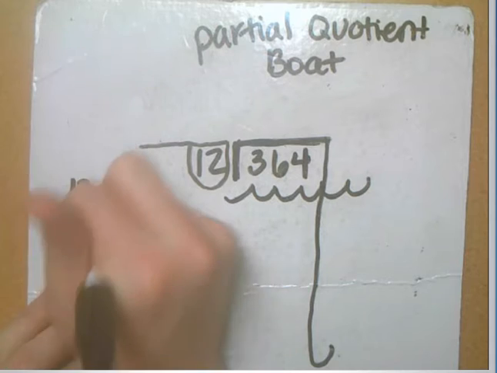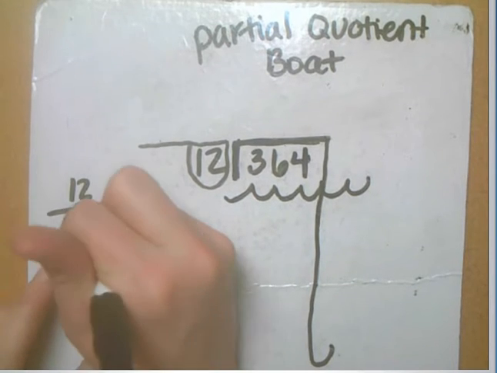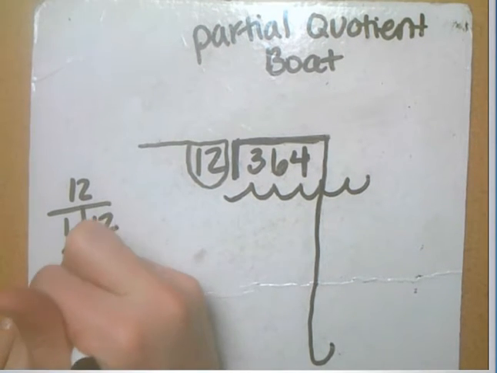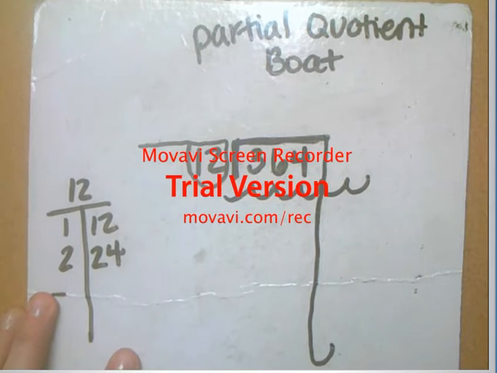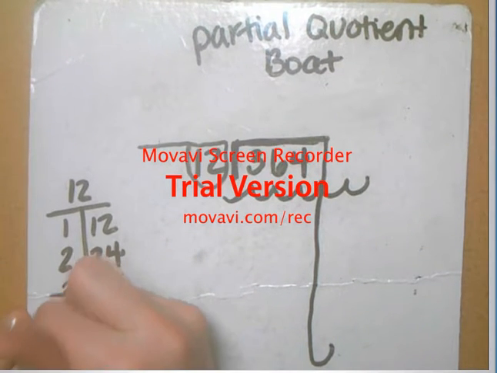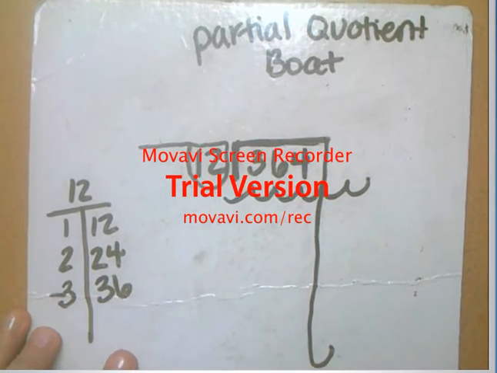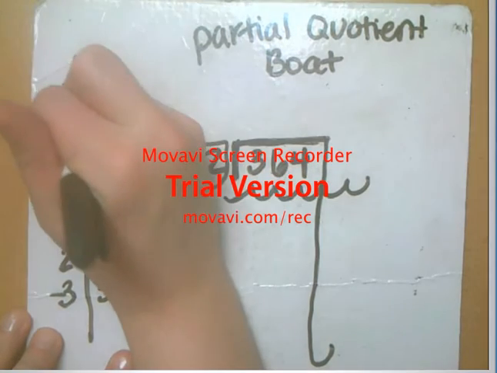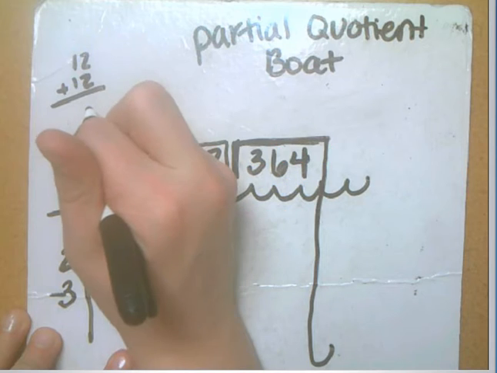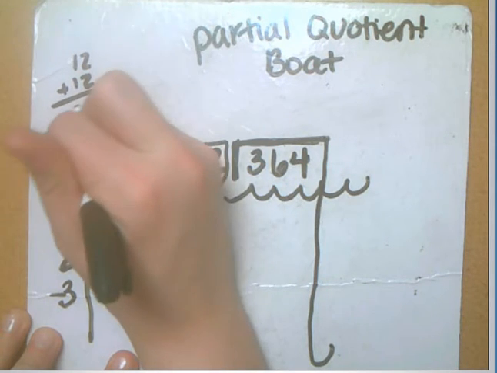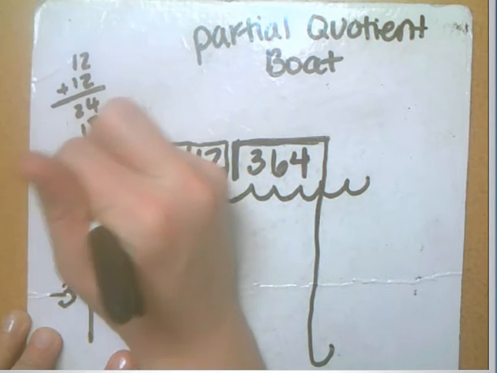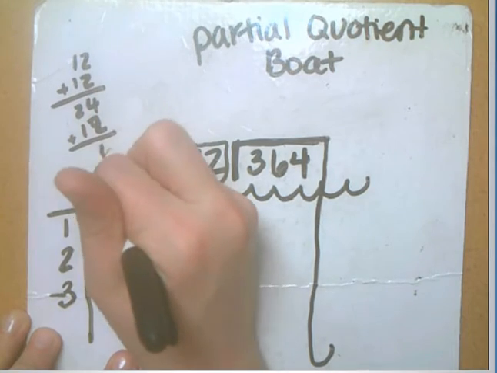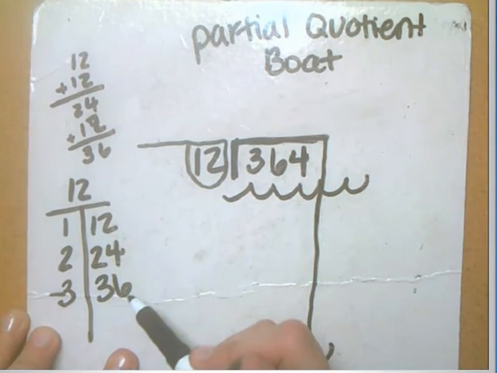Because of that, I know that one net into the water will pull out 12 fish. 2 nets into the water will pull out 24 fish. 3 nets will pull out 36, and so on. If I don't know my 12s or can't add them in my head, I can always create a tower and continue adding this way. You may see your student doing that.